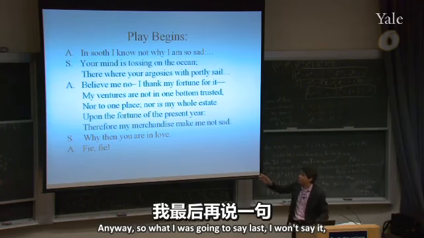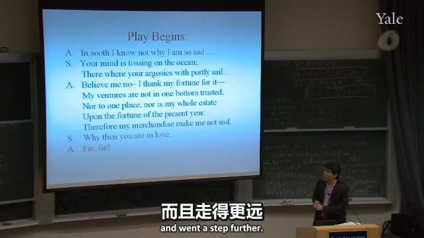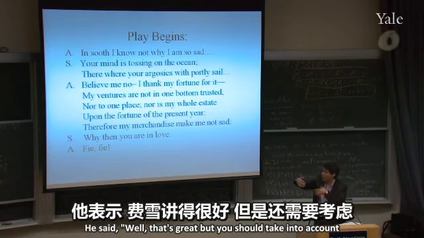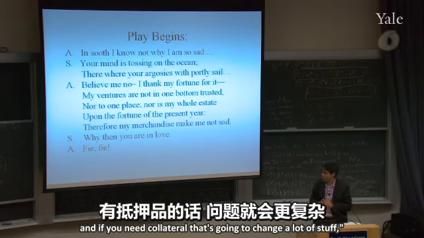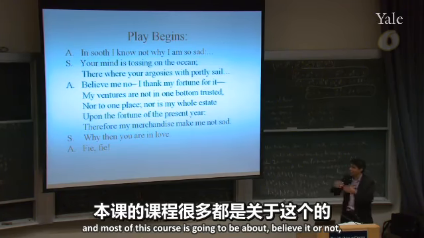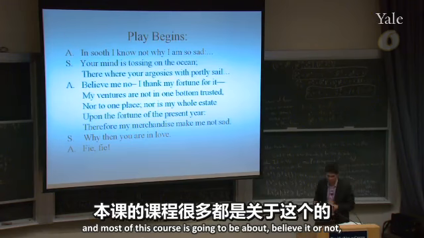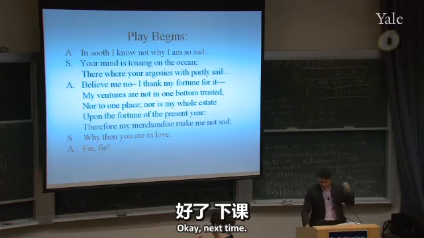Anyway, what I was going to say last is that Shakespeare anticipated all of Fisher's impatience theory of interest and went a step further. He said, well, that's great, but you should take into account that people won't keep their promises. And if they don't keep their promises, you need collateral. And if you need collateral, that's going to change a lot of stuff. And Shakespeare already had a lot of that figured out. Most of this course is going to be about what, believe it or not, Shakespeare had to say about the rate of interest and collateral. Okay, next time.